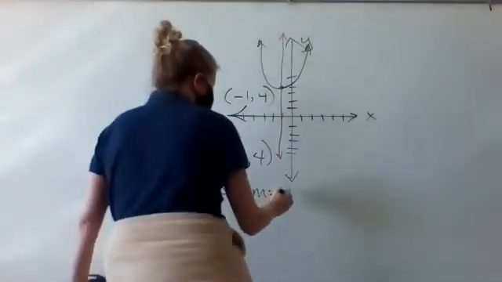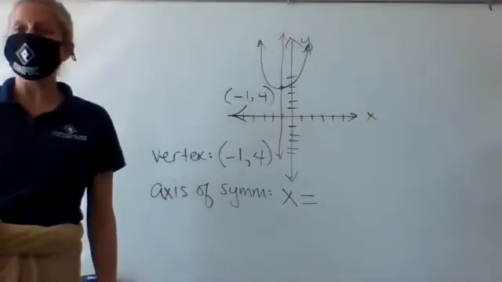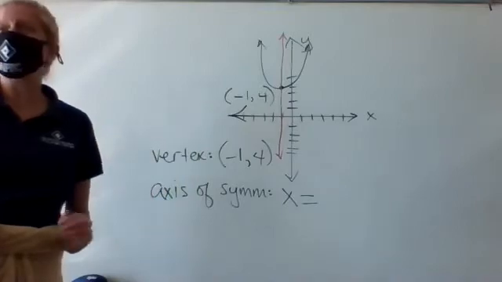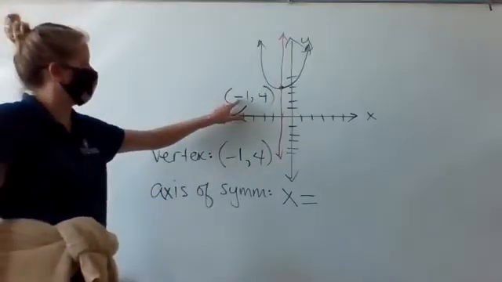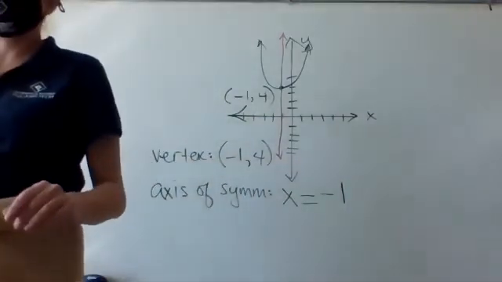The equation is always going to be starting off with just x equals. And then remember, you can get all this information from the vertex. What is your x here? -1. So that's the equation of the line.